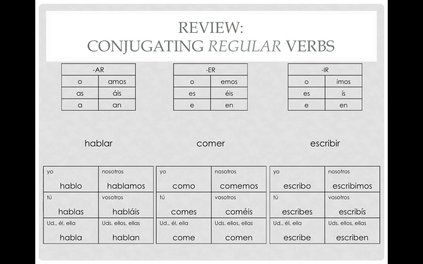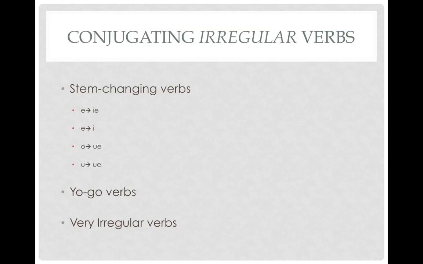Alright, now that we have a handle on conjugating regular verbs, let's look at conjugating irregular verbs. There are three different types of irregular verbs in the present tense. There are stem-changing verbs, yo-go verbs, and verbs that are just very irregular. Within the stem-changing verbs, there are four different types. There's E to IE, E to I, O to UE, and U to UE. You'll see what we mean by that here in a minute.